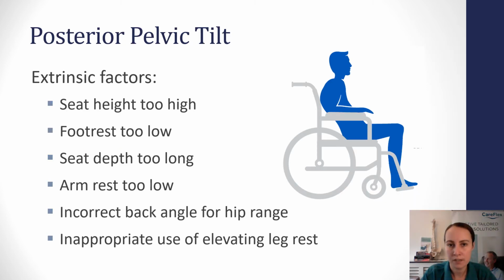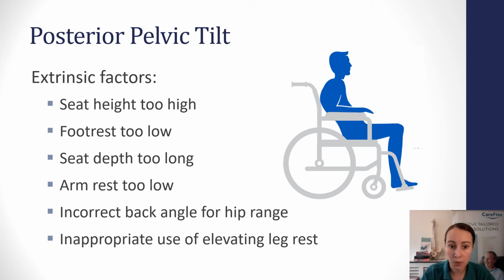So let's look at a posterior pelvic tilt from a different perspective and consider some of the extrinsic causes that could be causing this postural challenge. Maybe the seat height is too high or the footrest is too low, so the client is having to go into a posterior pelvic tilt just to be able to get their feet supported. It's natural for us to seek that feedback and stability through our feet. Maybe the seat depth is too long and the client is having to go into that posterior pelvic tilt, slide down the chair just to be able to flex their knees over the cushion and get their feet supported again.